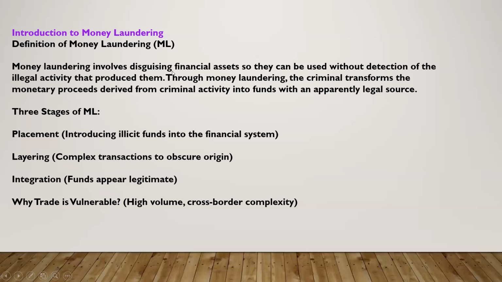So why is trade vulnerable? In international trade, there is high volume and cross-border complexity. Because a high volume of transactions is happening and there is cross-border complexity, it is very difficult to detect. There may also be privacy rules in some countries so that they won't share the data. Due to that, money laundering activities are more common in international trade as compared to within the same country. So let's see some of the points which are important from the exam point of view.